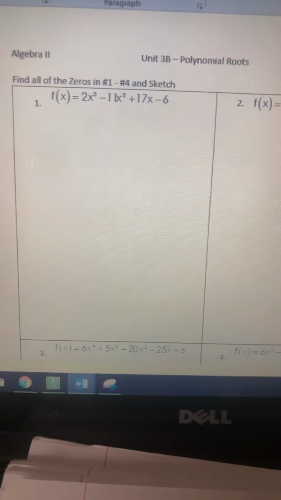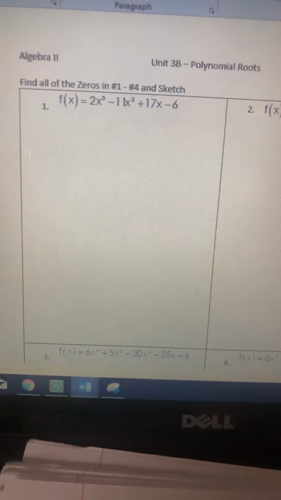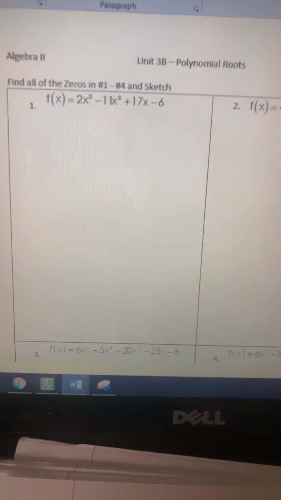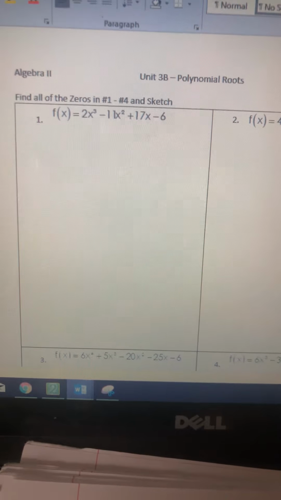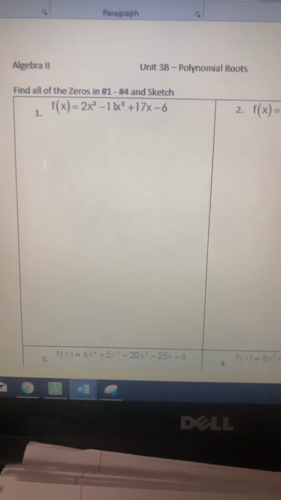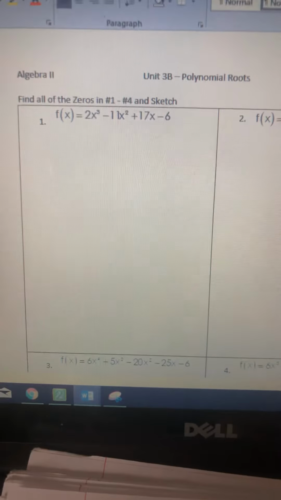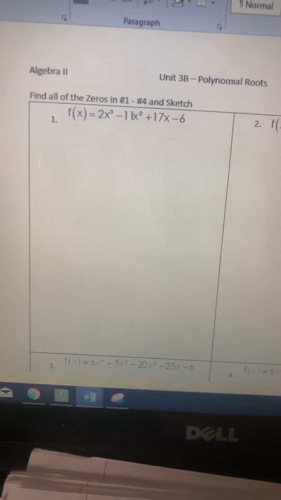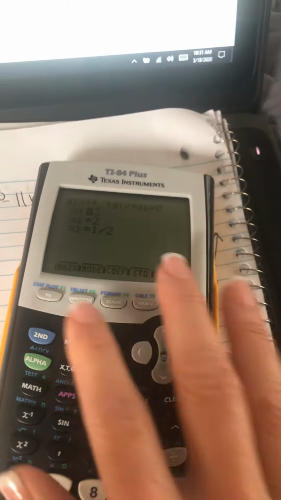So I'm going to show you how to get the zeros or the roots without synthetic division, but using your calculator. You may say, well, Miss Jones, why didn't you show that to me in the first place? Because we always want you to know how to do this mathematically. So the first thing I'm going to do is turn on the calculator here. Let me just clear it out.